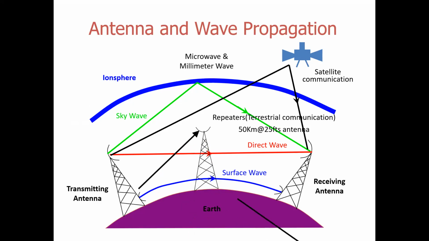Sometimes we do require repeaters. Sometimes we need repeaters for terrestrial communication, that is, 50 kilometers at a 25 feet antenna. We need the repeaters to continue the microwave communication. See the figure. It is another antenna which is a repeater, which can be used for terrestrial communication.